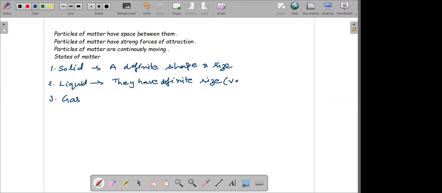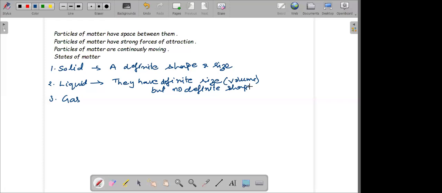Definite size means volume. So they have a definite volume, but no definite shape. Their shape is not definite. They can occupy any shape. Whatever container they are kept in, they take up the shape of that container.